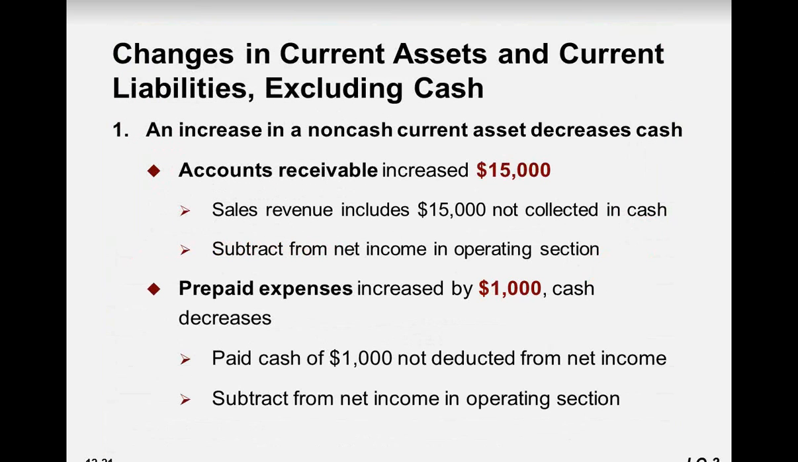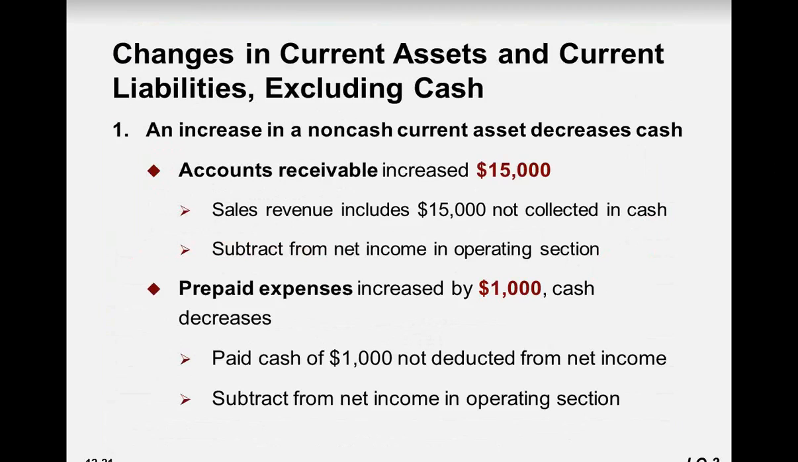This is where the fun comes in, and this is where the confusing piece comes in. Next, we have to look at each of our current assets and current liabilities, everything except cash, because cash is what we're trying to reconcile to. And we have to determine if we had increases or decreases. So in accounts receivables, we had an increase in this example of $15,000.